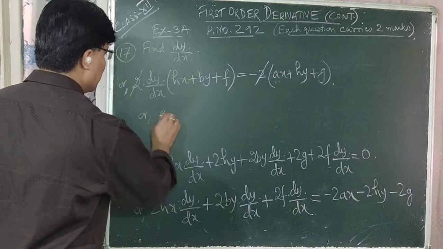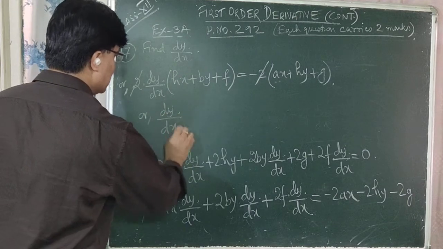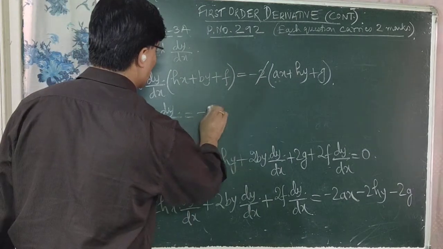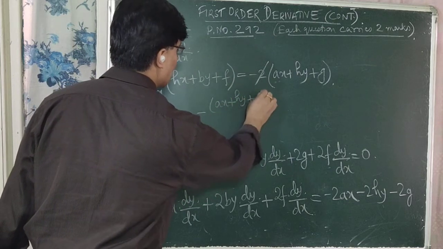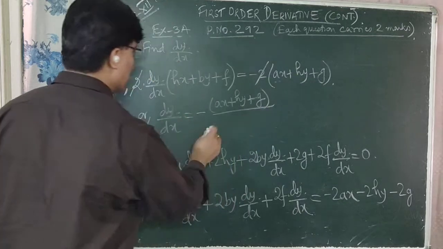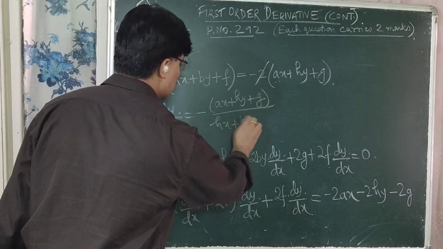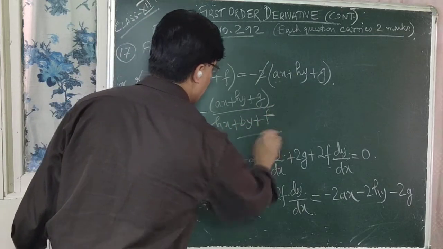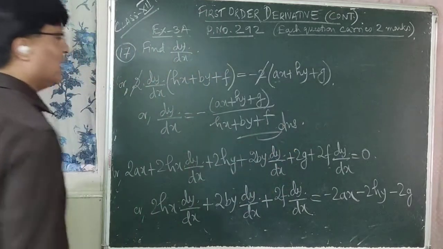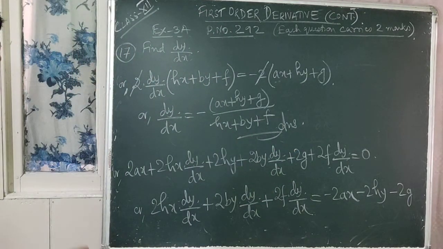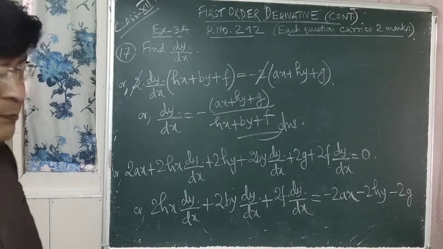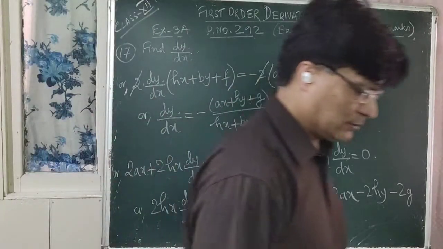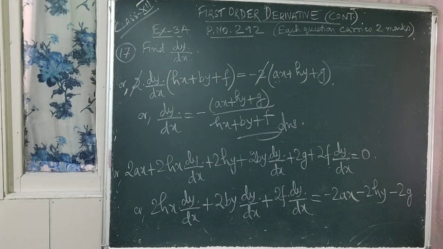So what is the value for dy by dx now? So dy by dx is equal to what? Minus within bracket ax plus hy plus g whole divided by hx plus by plus f. So this is the final answer. Understood? So minus in the numerator we have ax plus hy plus g whole divided by hx plus by plus f. That is your answer. So we'll do the next question now.